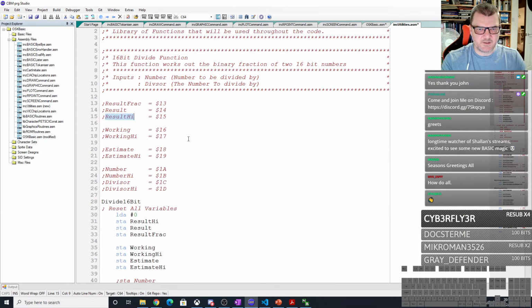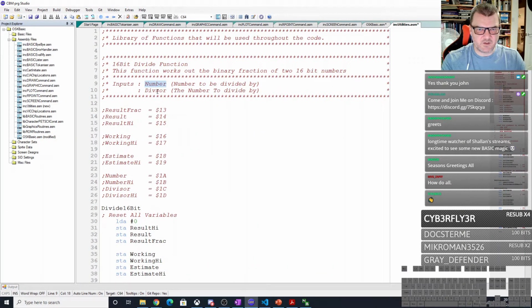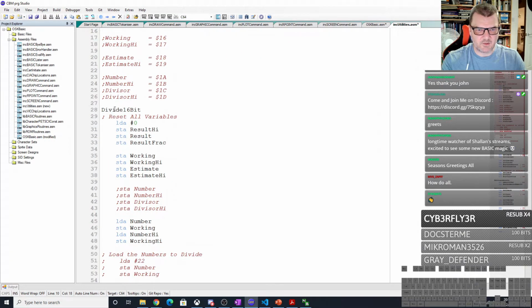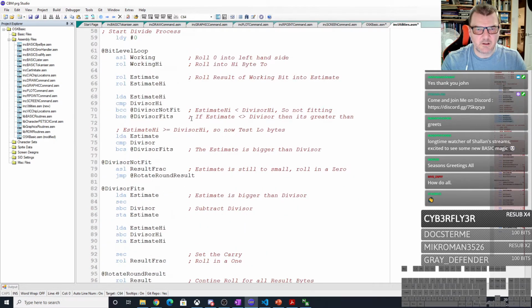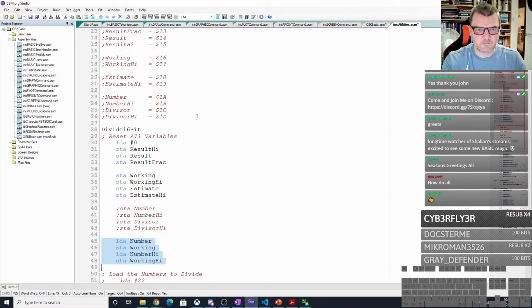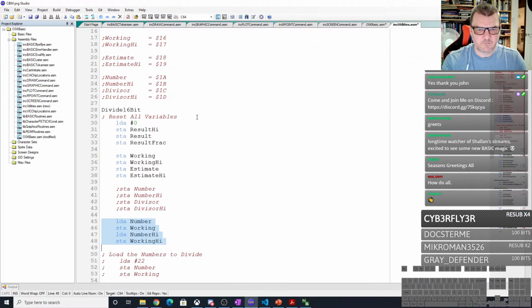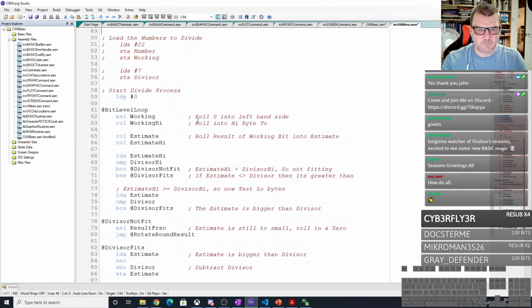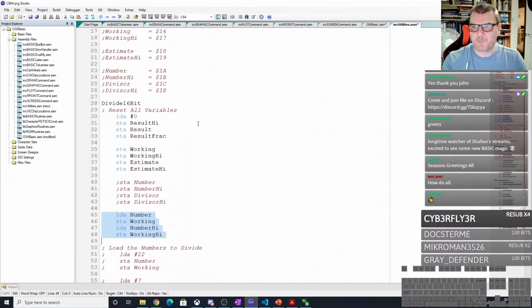So all we need to do is set the divider number and the divisor, and then call this. So that resets all that lot. We don't need that anymore. Set up working, and then run through the loop. Yep, that works.